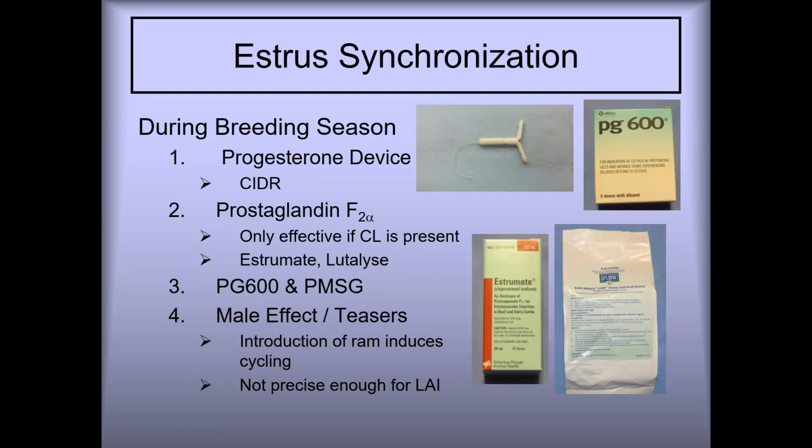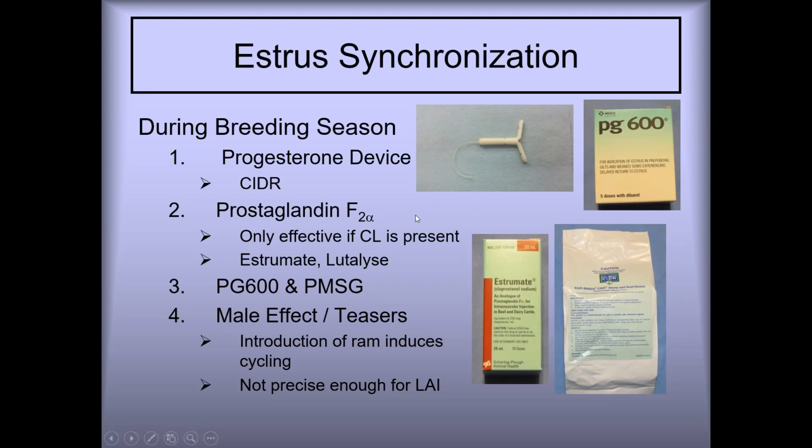So some of the synchronization devices that we're going to use: you can see here in this T-shaped structure, that's a CIDR. It's an intravaginal device that goes in, and those wings are going to open up. It's going to sit in the vaginal vault up near the cervix and release progesterone into the system.